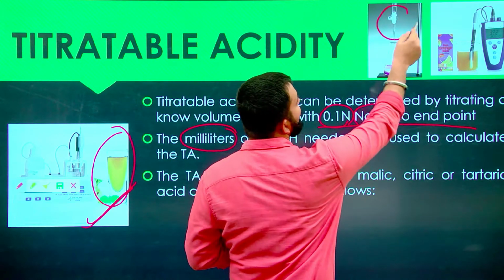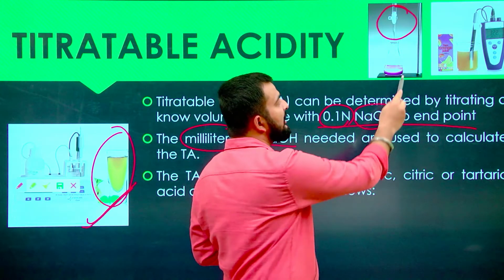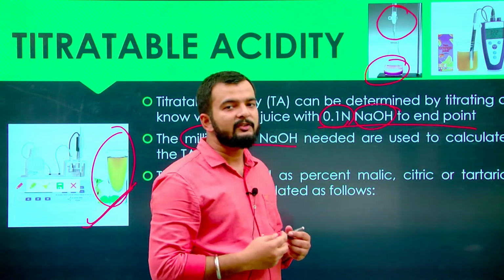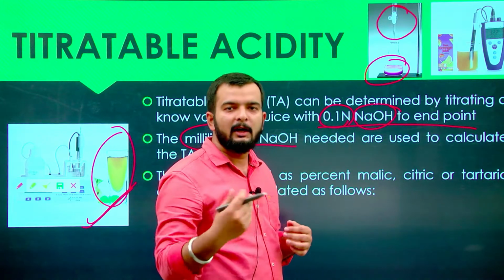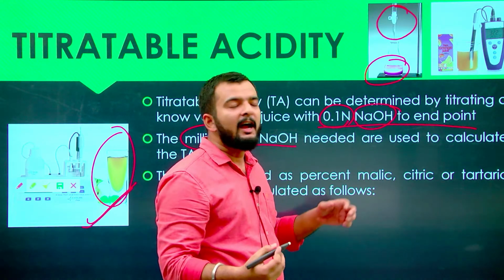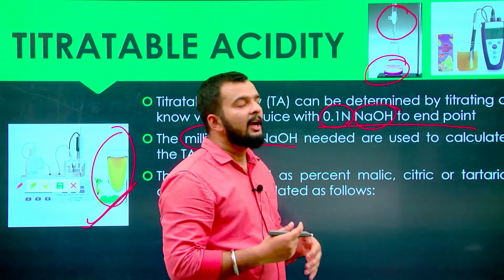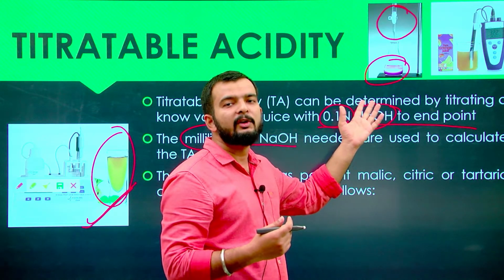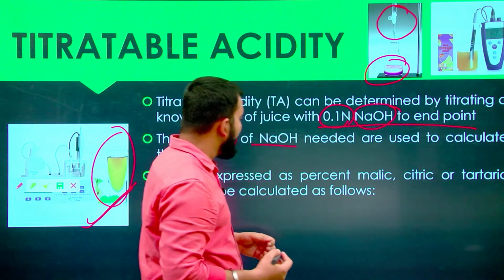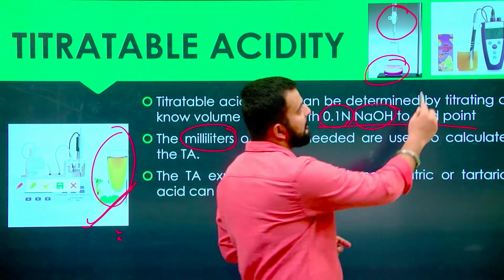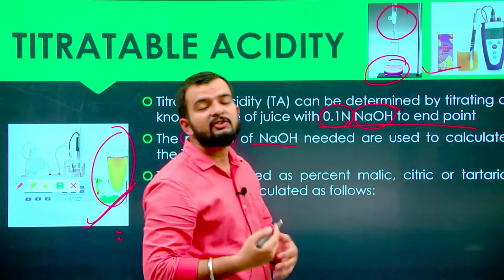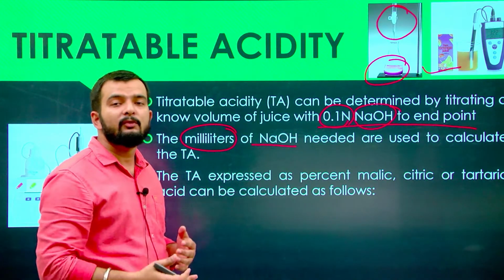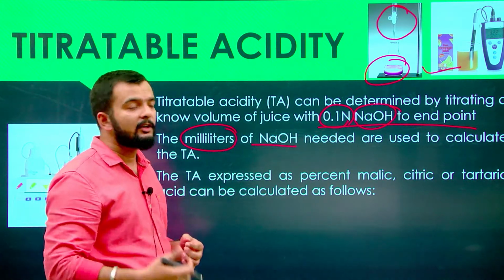In this burette you will fill NaOH, and you will take your fruit juice in this conical flask and titrate it in the presence of an indicator, and your end point will be the color change. With that you can identify that all the acids in your solution have been neutralized by your alkali. You can also measure pH, which will give you the degree of acidity of that juice.